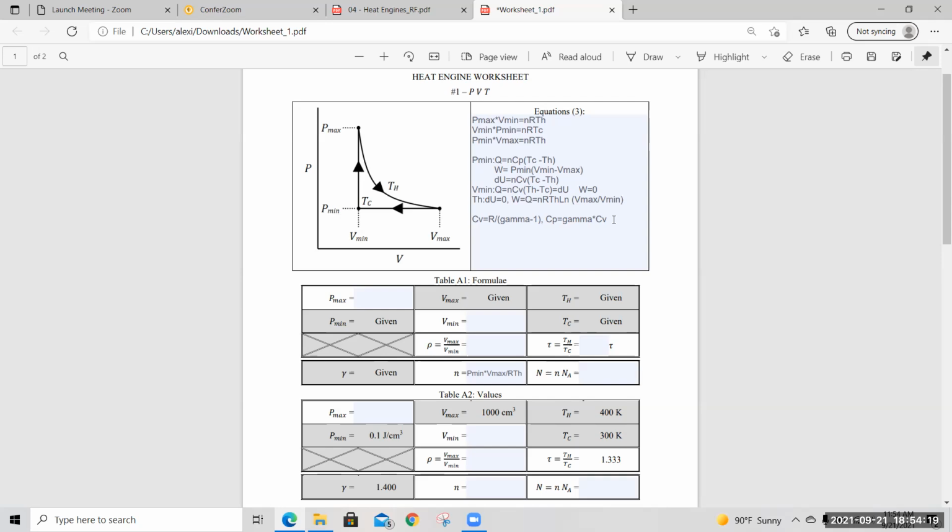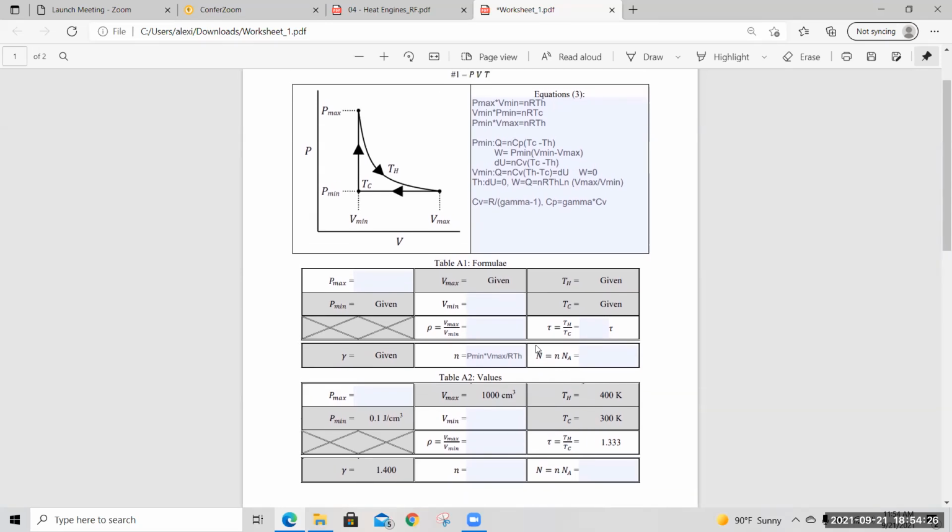Now, let's go to section A1, the table A1, I should say. We need to solve the first 3 equations to find what we need to find, because Vmax is given, Th is given, all of these grayed cells are given, Tc is given, Pmin is given, gamma is given. If gamma is given, then clearly CV is known, and if CV is known, CP is known, basically. You can solve for these equations. But let's find Vmin. And let's find n.